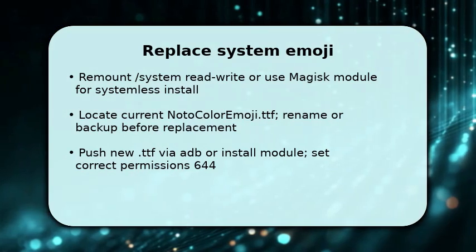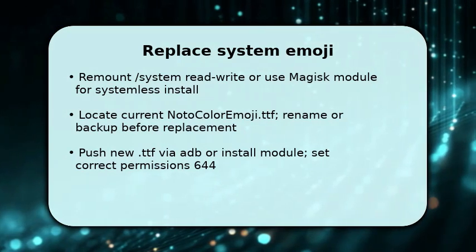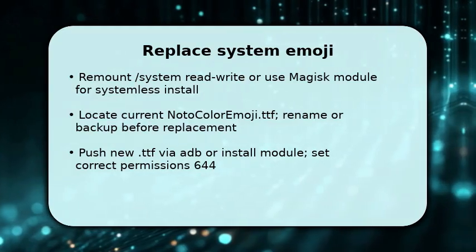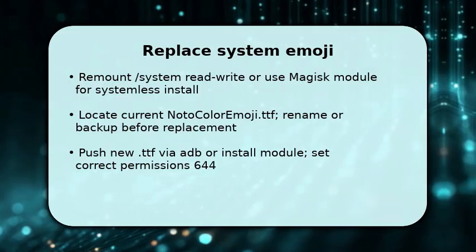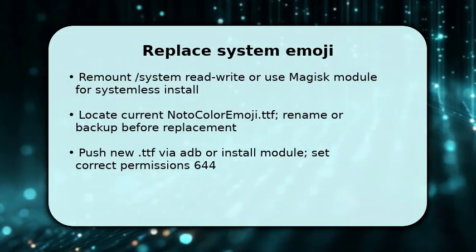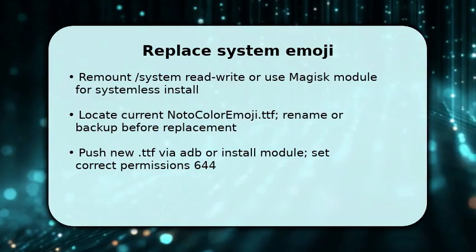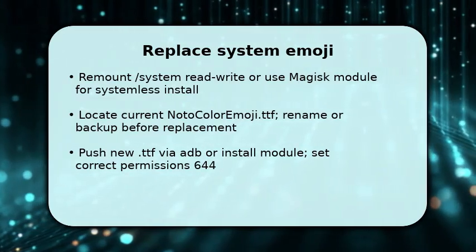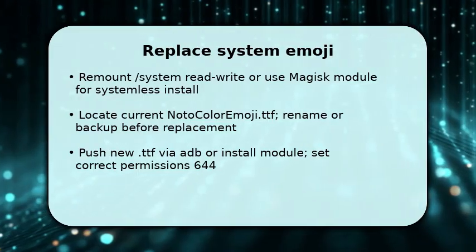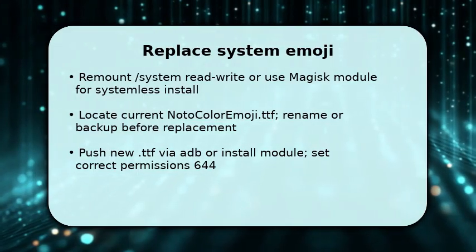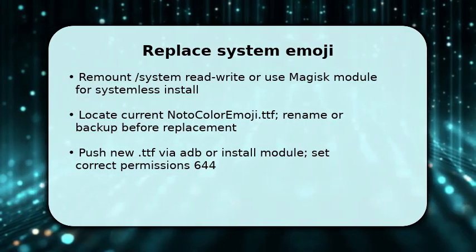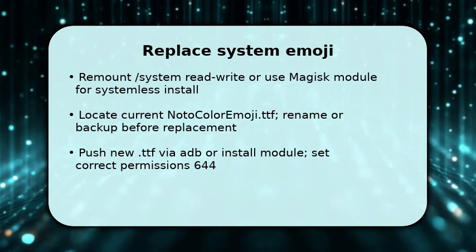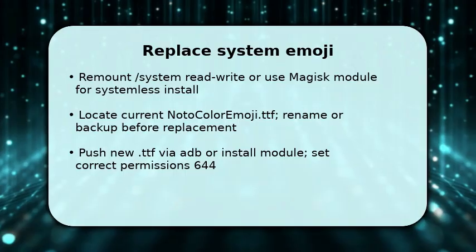Next, replace the font file that provides emoji. If rooted, remount /system as read-write or use a Magisk module for a systemless swap to avoid OTA breakage. Locate the existing Noto Color Emoji TTF in /system/fonts or /product/fonts, then move or backup that file so you can revert. Push the new Google Emoji TTF with adb push or install your Magisk module. And make sure to set permissions to 644 and ownership to root.